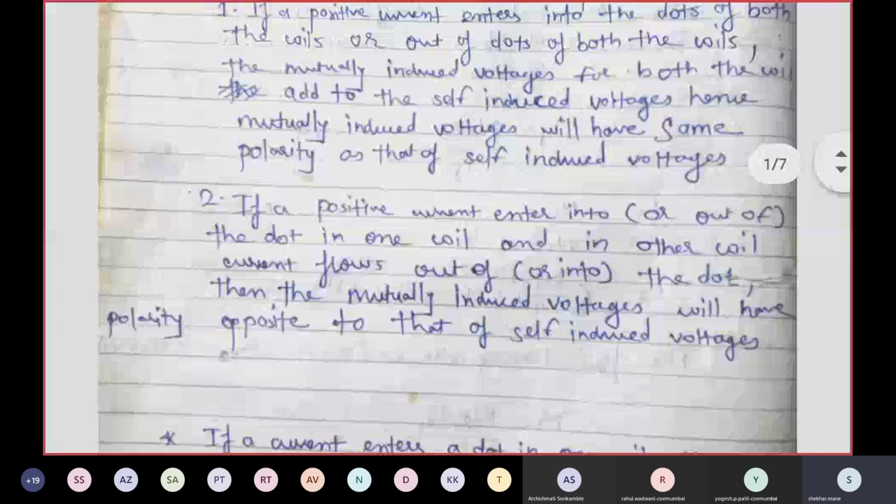Again there are two cases. See this case.